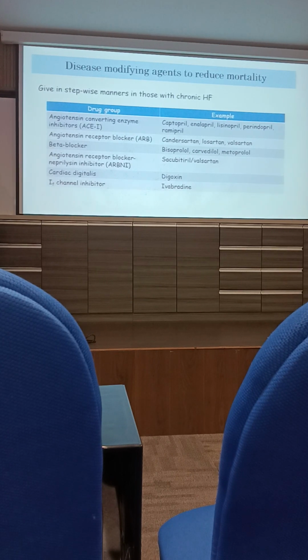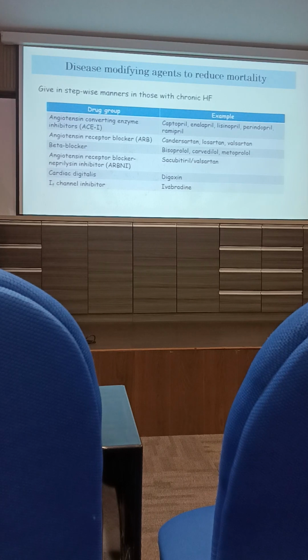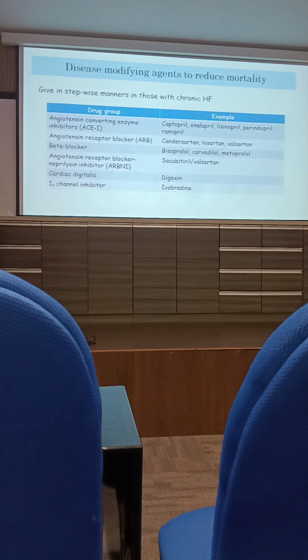This is a new one that I introduced: angiotensin receptor blocker, neprilysin inhibitor, ARNI. So it consists of two different drugs that are given in one tablet and act synergistically. It's sacubitril and valsartan. Sacubitril is the neprilysin inhibitor, valsartan is your ARB. So it's a combination of drugs.